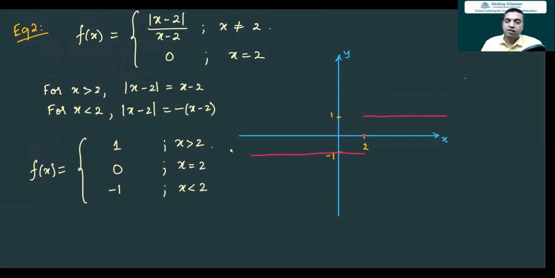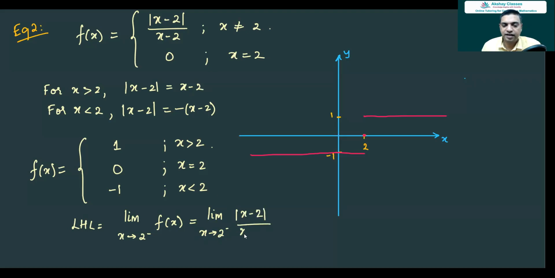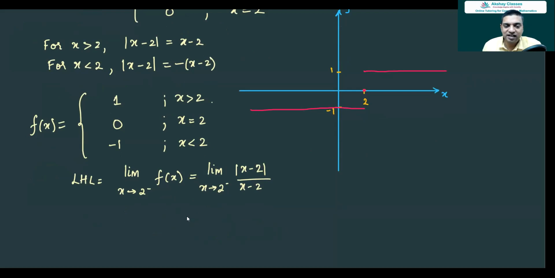All right. So now tell me, limit, right? I'll write the left hand limit. Limit as x tends to 2 minus of f of x. What will it be? Limit x tends to 2 minus this modulus of x minus 2 by x minus 2. Because x is a value slightly lesser than 2, this will be negative. So minus of x minus 2 upon x minus 2.